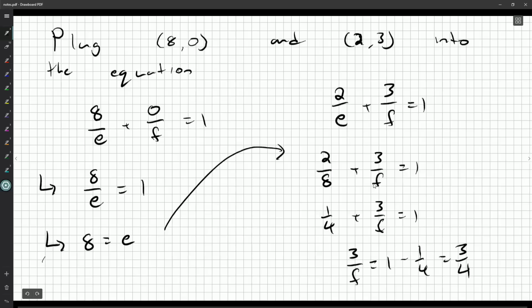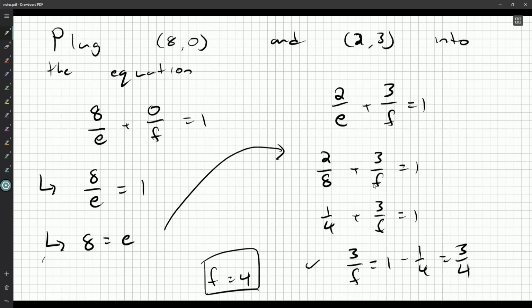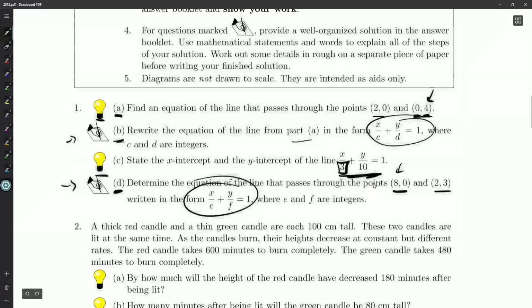Well, cross multiply, you'll get 3 times 4 is 3 times f, or you could just see, okay, f has to be 4. It's got the same numerator, so you're going to have the same denominator, so f is equal to 4. And now, what do they want? Did they just want us to find e and f? They said determine the equation of the line. So x over 8 plus y over 4 is equal to 1. And that's all there is. So we could put a little box around it.